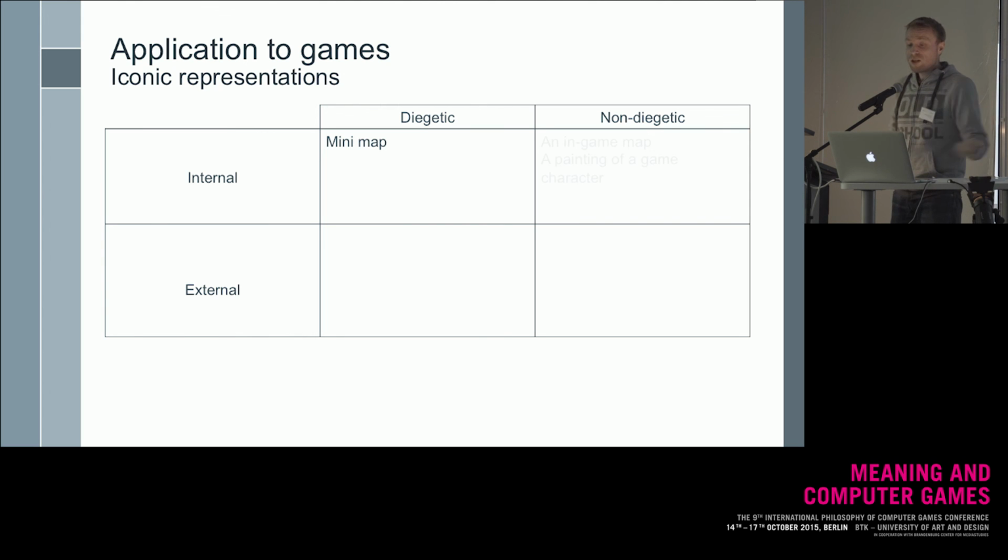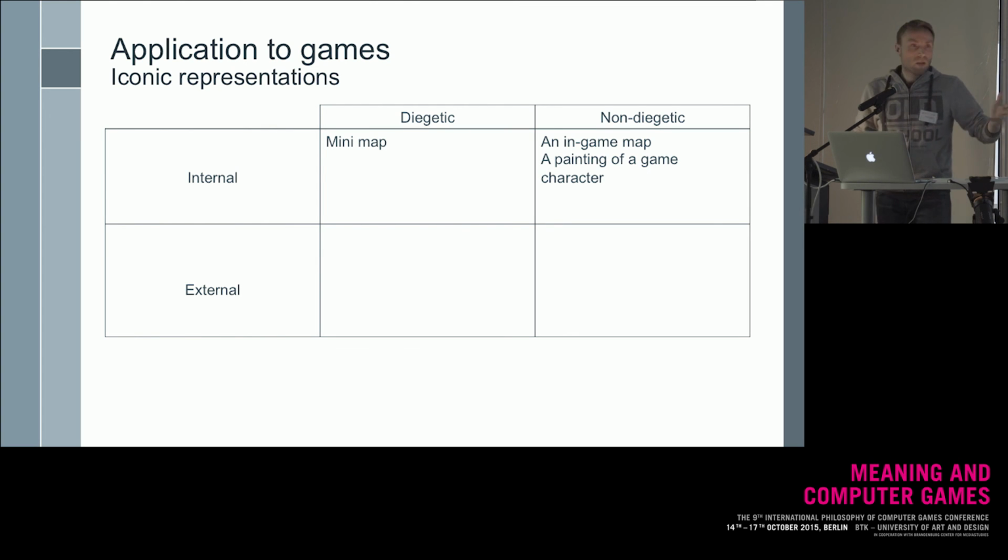Of course, a non-diegetic internal representation is an in-game map, which is not a part of the interface. Like, for example, in, I forgot the name, many flight simulators, a map is shown inside of the game. Like, for example, it lies on the table, and someone shows you the mission structure on the map. A painting of a game character is another example of an iconic representation that is structurally similar to the character and is inside the game. So it refers to something internal, and it's not part of the interface.